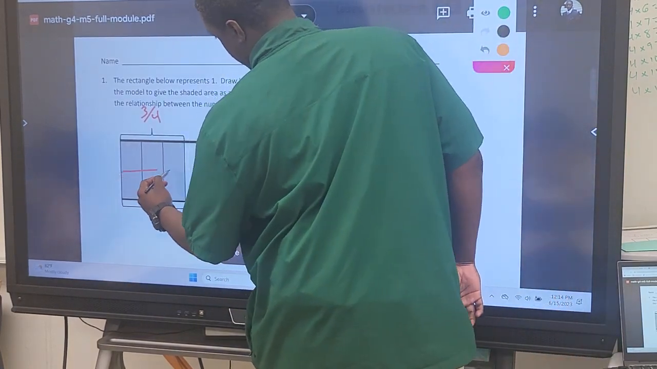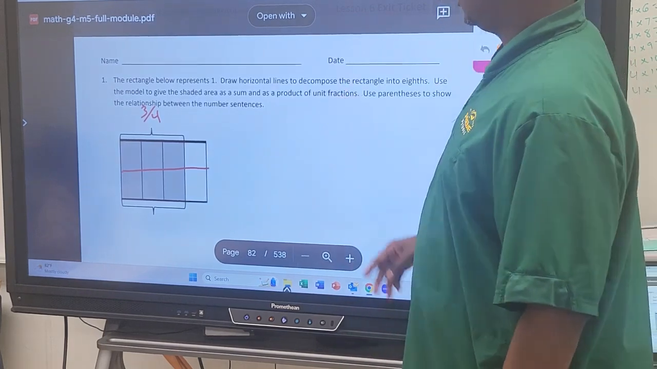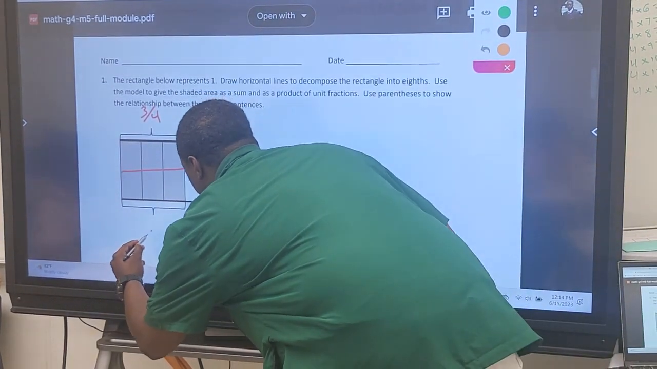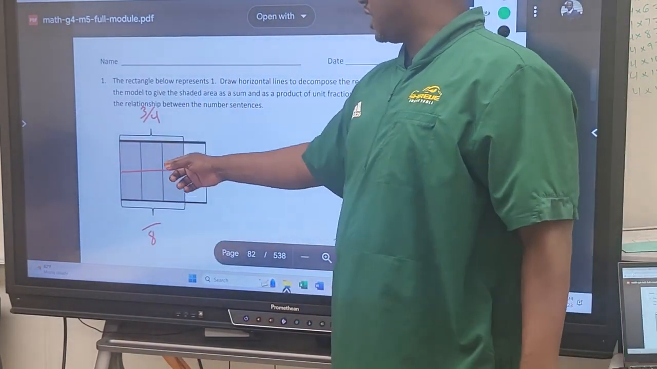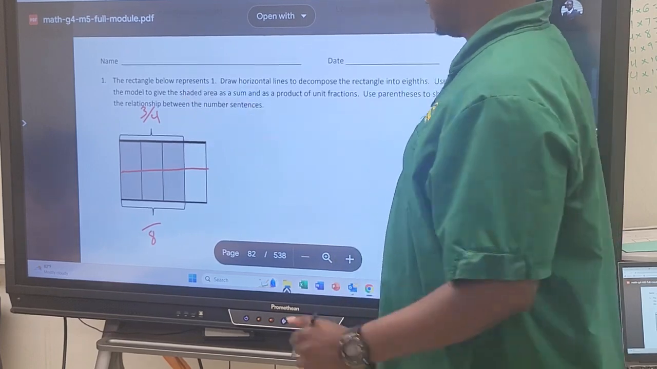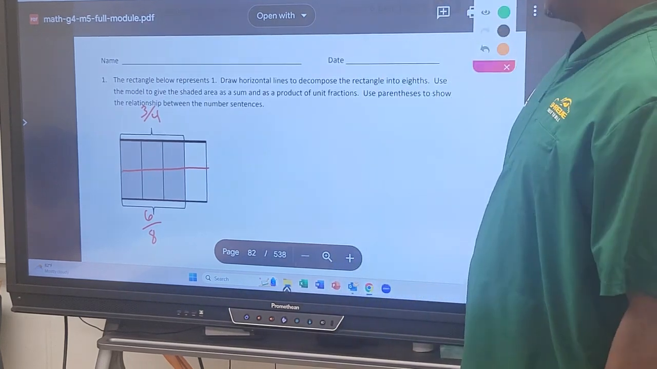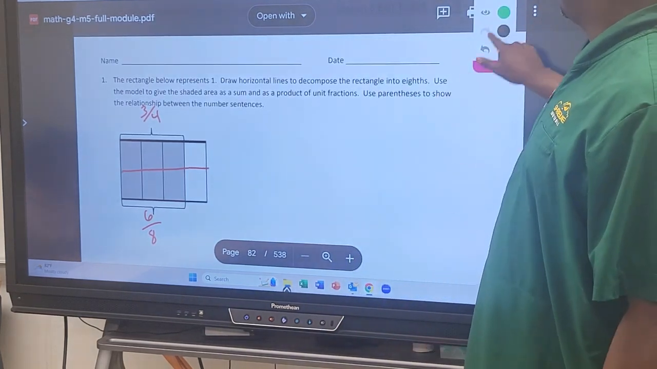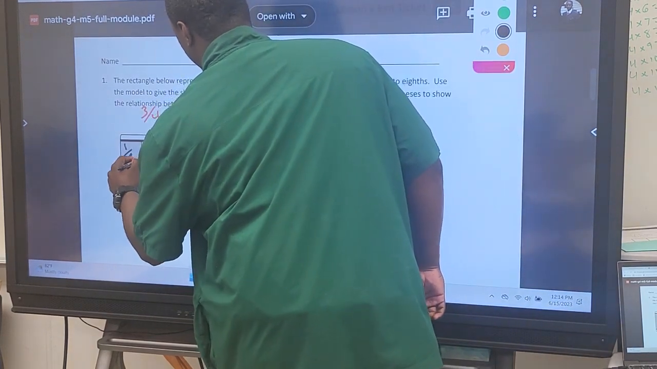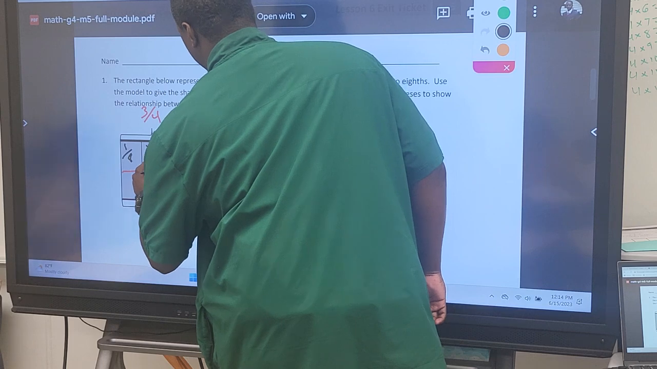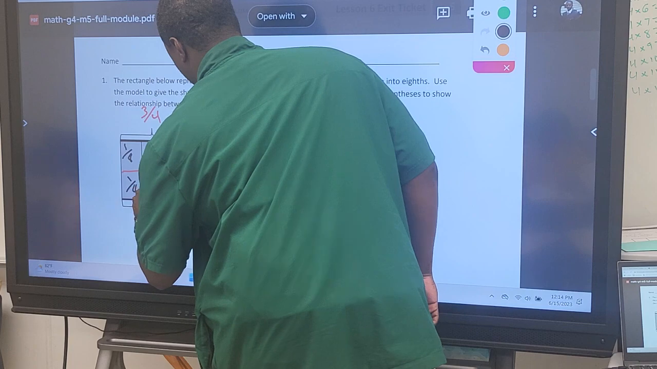Horizontal line. We know now that instead of 4 units, we have 8 total units. How many shaded regions do we have? 3. Now we have 6. And each individual unit represents 1/8. 1/8, 1/8, 1/8, 1/8, 1/8, and 1/8.